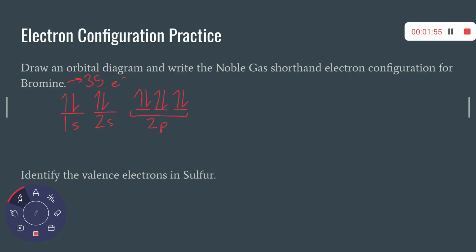So I'm going to keep going. The next row, I have to go to 3s. I can fit 2 more electrons. That gets me to magnesium. After magnesium, I go across to aluminum. We're back in the p block. This is now 3p. I'm going to fit even more electrons and get to 18 total. That gets me to argon.